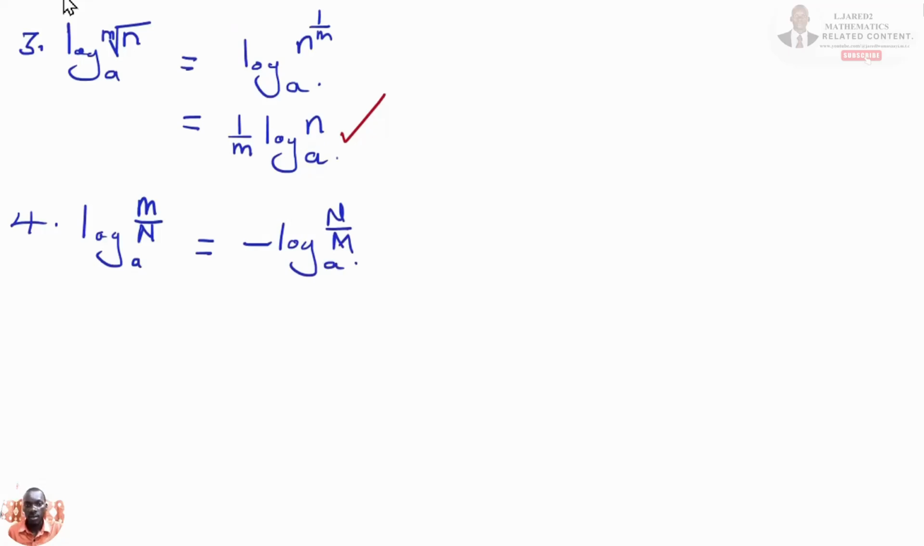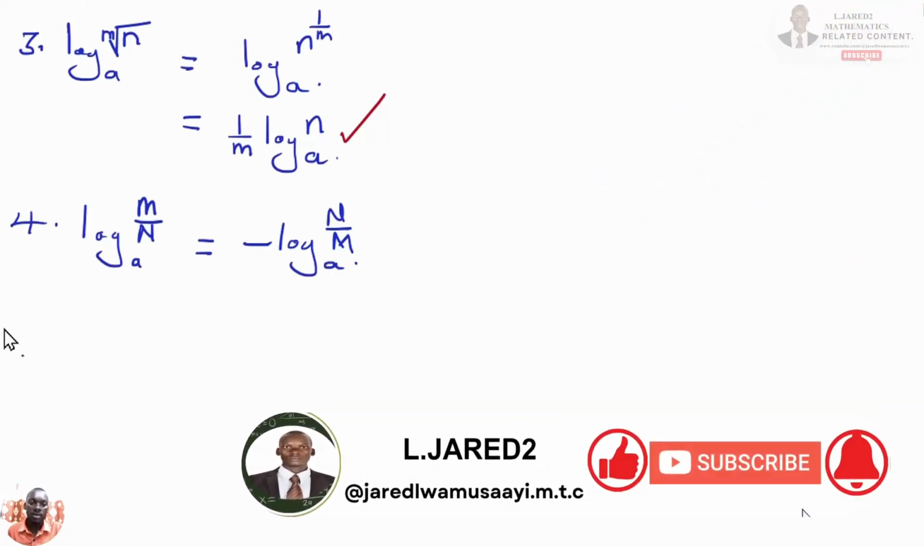You can see here we have interchanged. So here it is the m which is the numerator. Then on the right hand side, m is the denominator instead of being the numerator. Then let's have number 5.